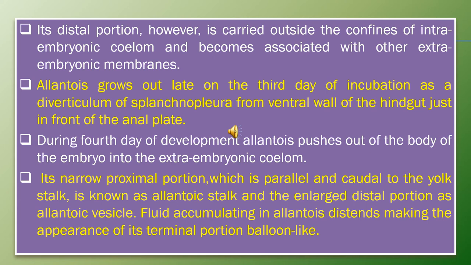The allantois grows out late on the third day of incubation as a diverticulum of splanchnopleura from the ventral wall of the hindgut just in front of the anal plate. During the fourth day of development, the allantois pushes out of the body of the embryo into the extra-embryonic coelom. Its narrow proximal portion, which is parallel and caudal to the yolk stalk, is known as the allantoic stalk, and the enlarged distal portion as the allantoic vesicle. Fluid accumulating in the allantois gives its terminal portion a balloon-like appearance.